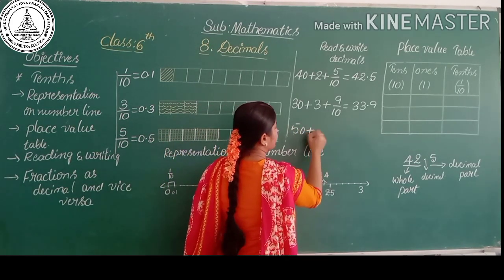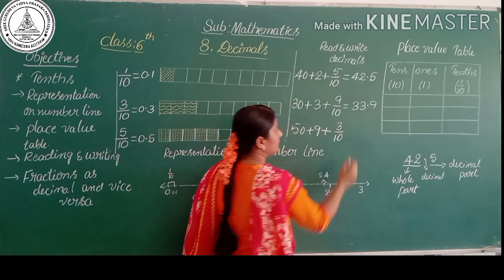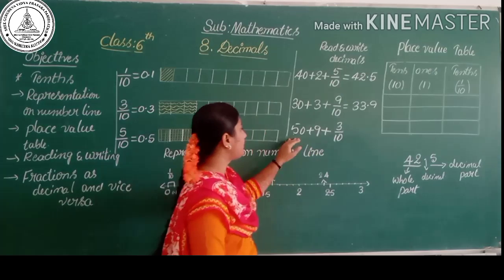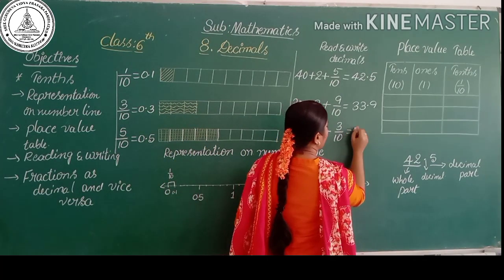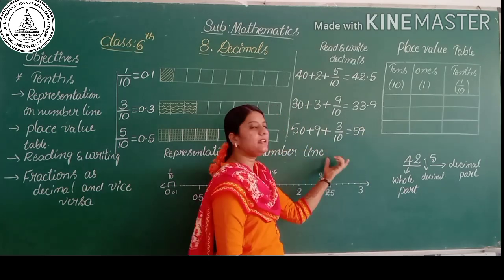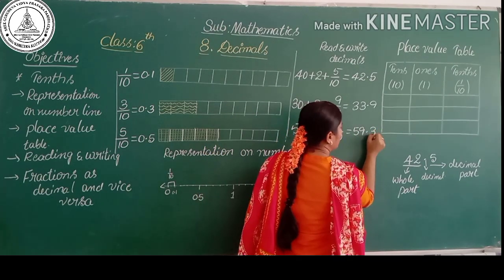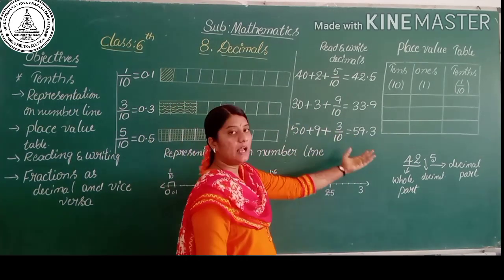Then take another example. 50 plus 9 plus 3 by 10. So here first add the whole numbers. 50 plus 9 is equal to 59. Yes. 59 and 3 by 10 is a fractional number. So keep the point and write the 3.